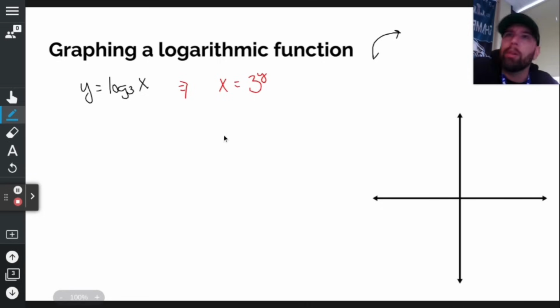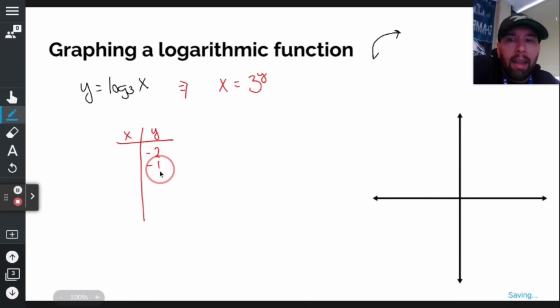But it's backwards. Well, this is what I'll do then. I'll handle it backwards. Instead of picking a bunch of x values to try to get a y, I'm going to pick a bunch of y values to try to get an x. So I'll let y equal negative 2, negative 1, 0, 1, 2, 3. And then I'll plug in that y, get an x value, and then graph as normal.